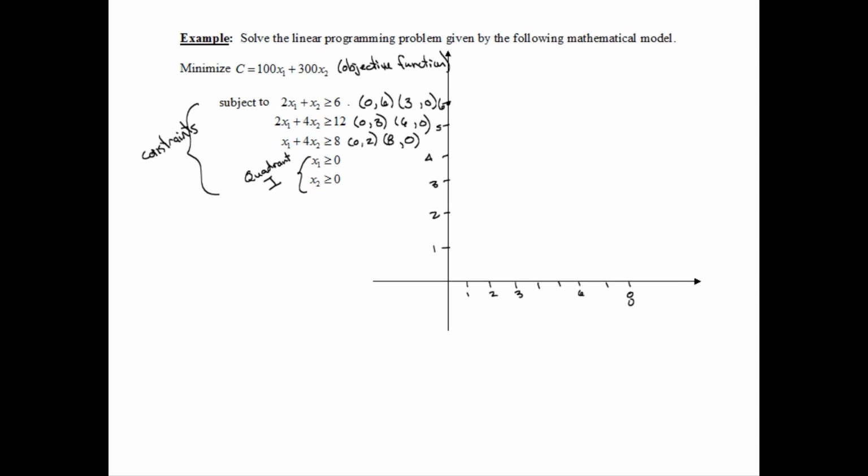So we graph the first one that goes through 0, 6 and 3, 0. We don't have any dashed lines here. So here's our first constraint, and I'm going to label it 2x1 plus x2 equals 6. Remember, we're just thinking of x1 and x2 as being x and y. And then we're going to do 0, 3, 6, 0.